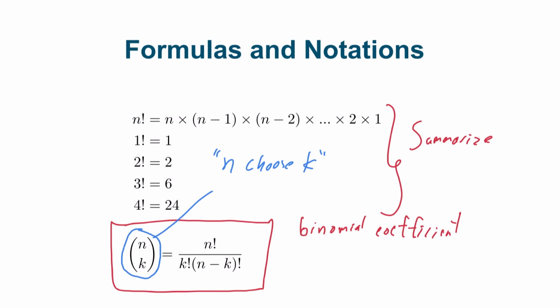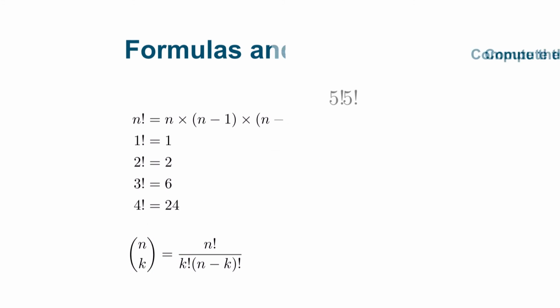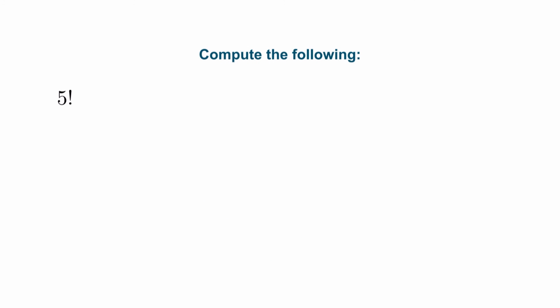But for now, it's important to know that this is called the binomial coefficient and what the formula for it is. So to compute n choose k, we take n factorial here and divide by k factorial and also divide by n minus k factorial. Let's look at some examples.